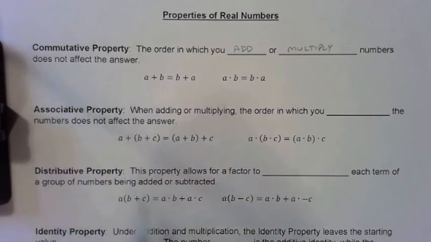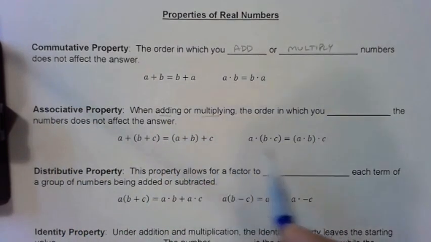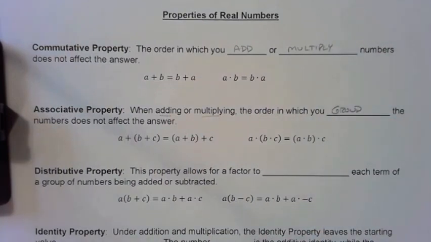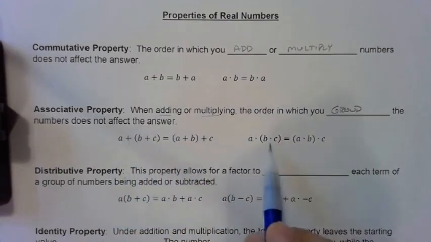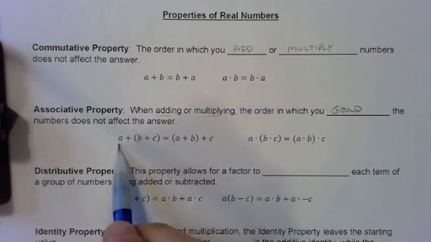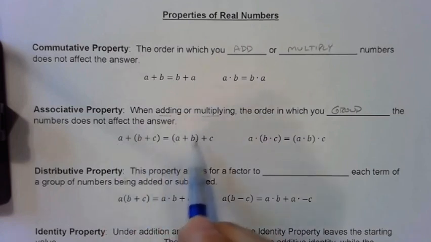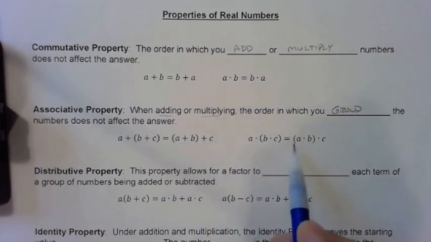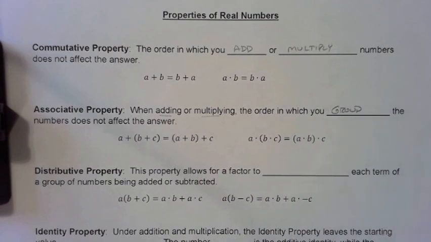With the associative property, again, when adding or multiplying, the order in which you group the numbers does not affect the answer. So if I have three numbers that I'm going to add or multiply together, I can group the last two numbers and add them together before adding the first, or I can group the first two numbers and add them together before adding the third. Similar with multiplication, the order in which you group the numbers does not affect the answer.